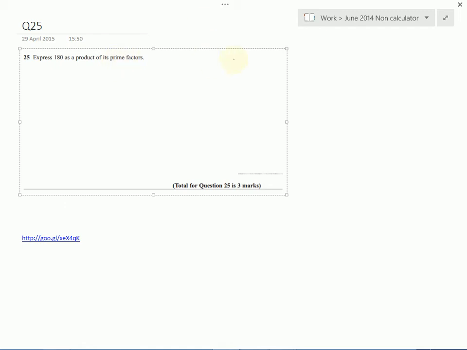Well, a prime number is any number that can only be divided by itself and 1. So let's go through all of the first couple of whole numbers. 1's a prime number because you can only divide it by itself. 2 is a prime number because it only divides by itself and 1. 3 is a prime number because it only divides by 3 and 1. 4's not a prime number because 2's go into it. But 5 is the next prime number because it only divides by 5 and 1.